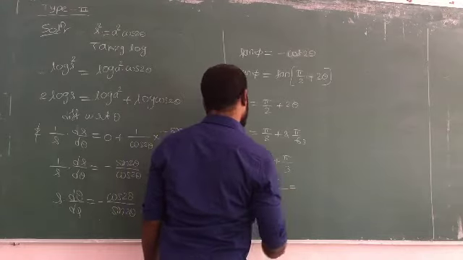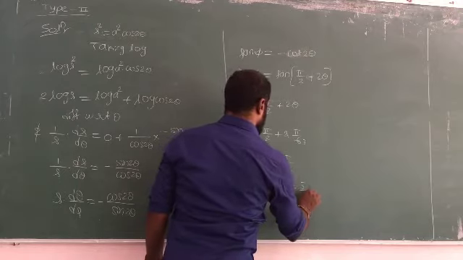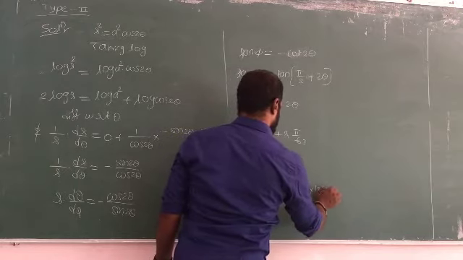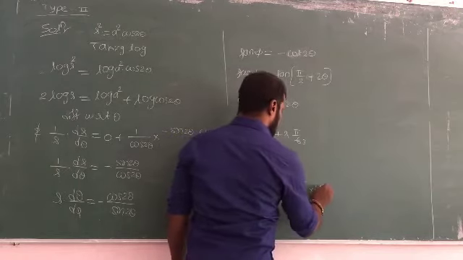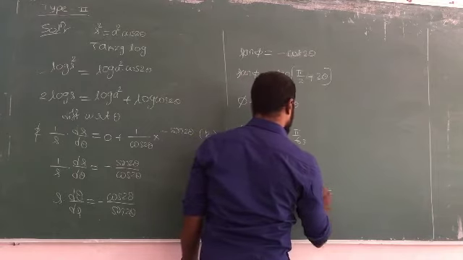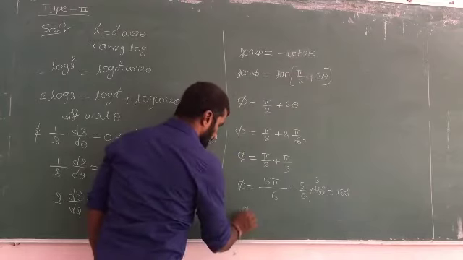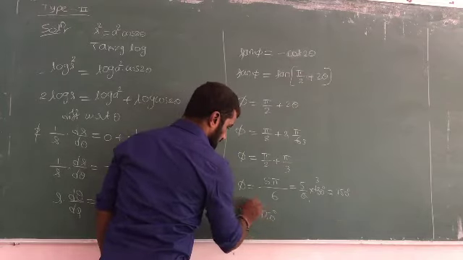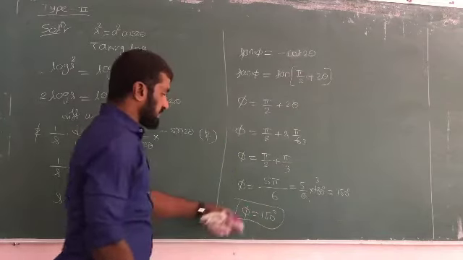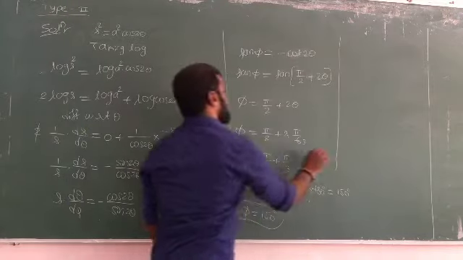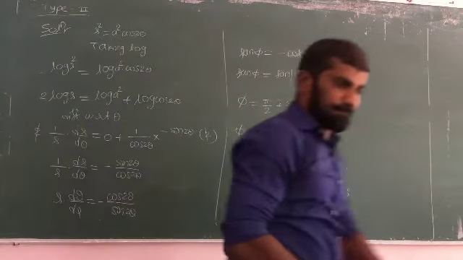So it means 5 by 6 into 180 degree, that is 150 degree. Right? So phi is equal to 150 degree. So we have the phi value. So it's going to next.